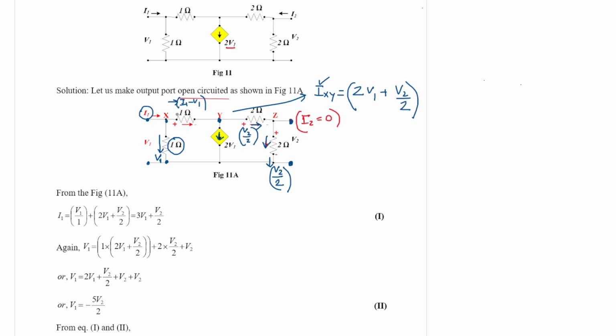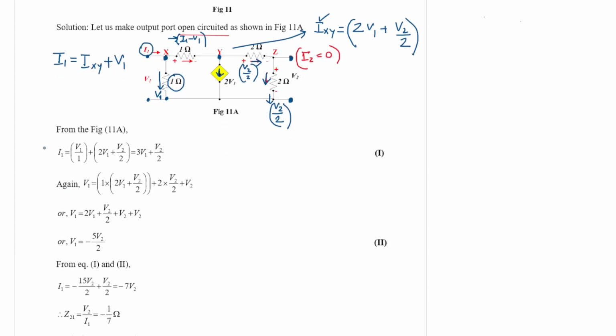Again at node X, if you apply KCL, I1 is the entering current. What are the leaving currents? One current is IXY, and another is this current V1. So now if you come to this equation, you can understand what I1 is. I1 is equal to V1 by 1 plus IXY, where IXY is 2V1 plus V2 by 2. If you add them, you will get 3V1 plus V2 by 2. So this is equation 1 for you.